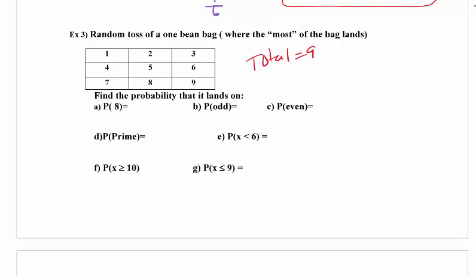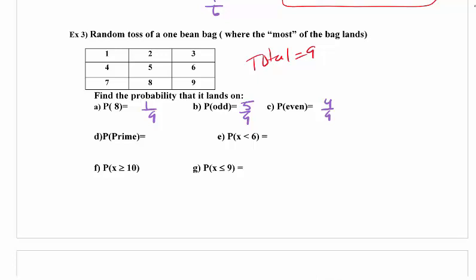So probability of landing on 8 would be 1/9. Probability that it's odd. Odd would be 1, 3, 5, 7, and 9. So I should have 5/9. Even, I should not have to count them up, because remember, odd and even are those disjoint outcomes that we have for this piece. So odd and even should add up to 1. So that means it should be 4/9. But we can check it. 2, 4, 6, and 8. There are 4 of them. Those should add up to 1 because they are disjoint outcomes.